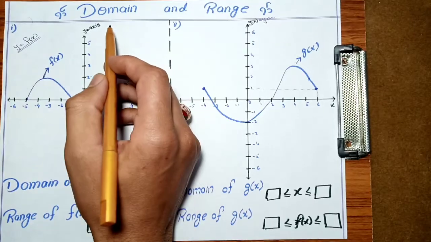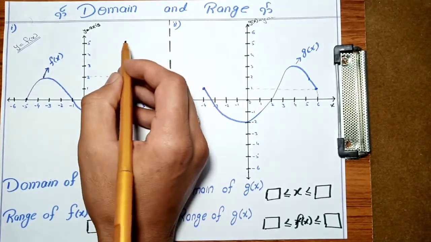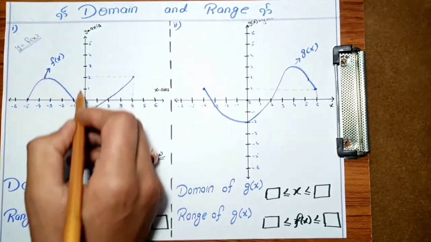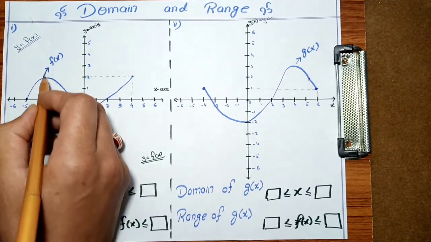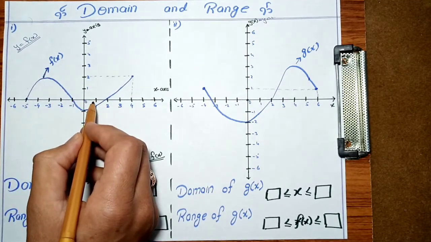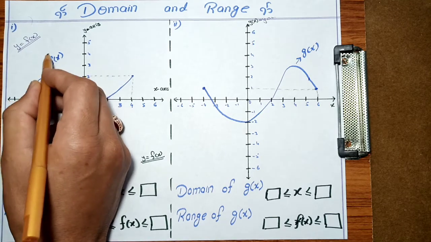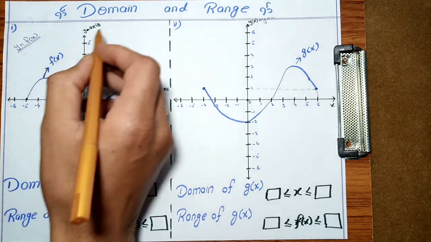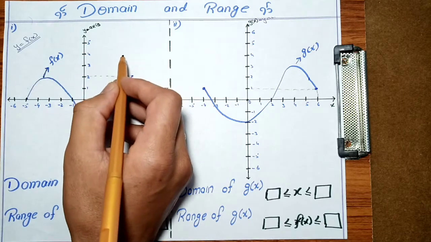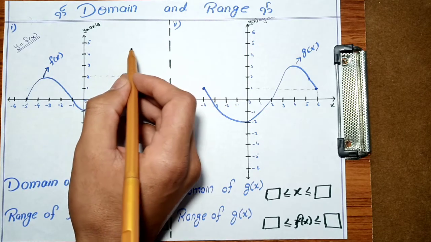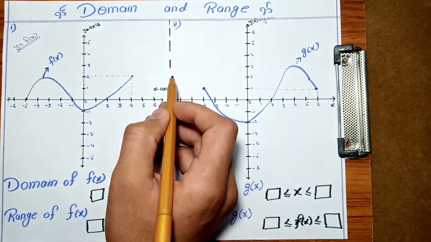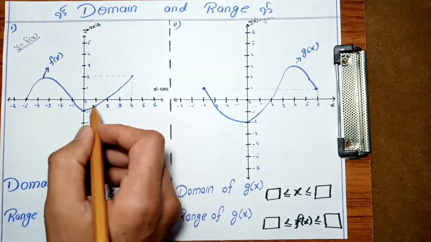Today we will see how we find the domain and range of any function. Here you can see there is a function f of x in the xy coordinate plane. You are interested in finding the domain and range of this function f of x. Domain is also called the input of a function, and range is also called the output of a function.